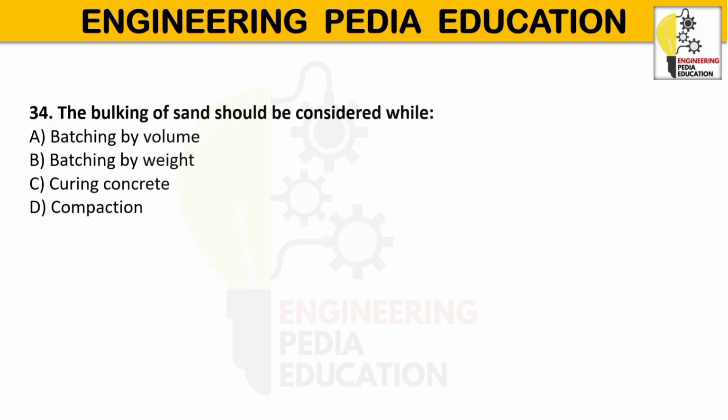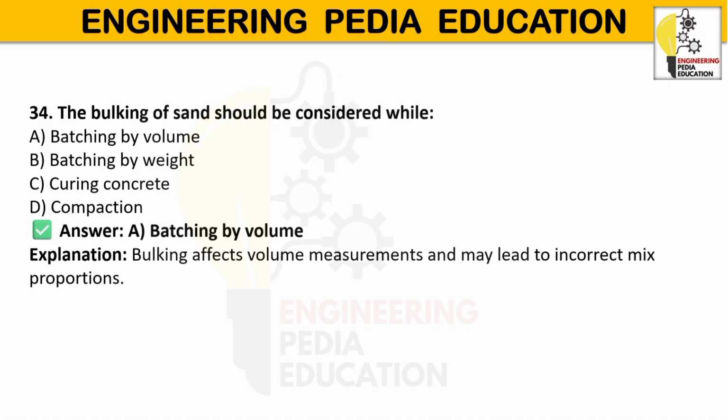The bulking of sand should be considered while batching by volume, batching by weight, curing concrete, compaction. So bulking of sand should be considered while batching by volume. Bulking affects volume measurement and may lead to incorrect mix proportion, as bulking causes an increase or decrease in the volume of sand, usually an increase. So this may lead to incorrect mix proportion, so batching by volume should be considered.